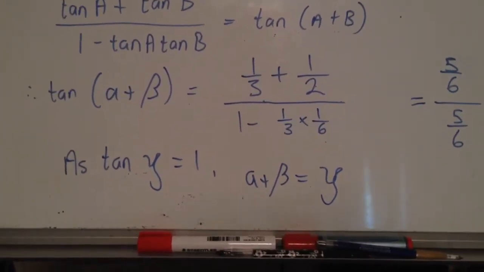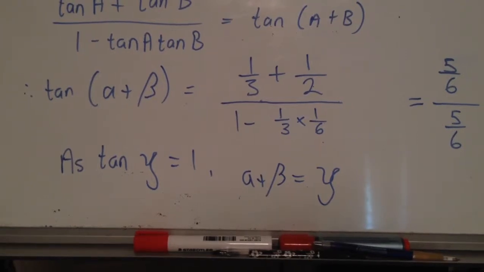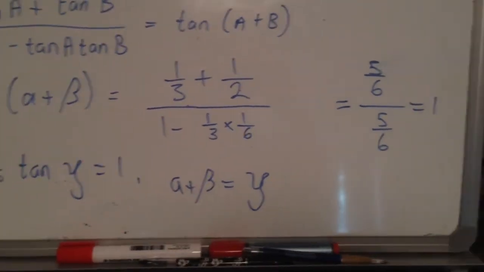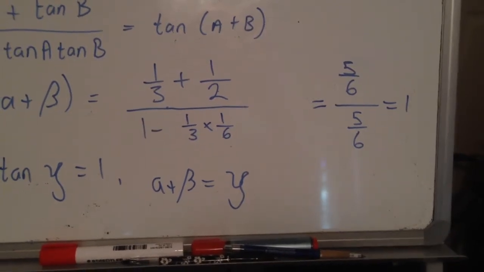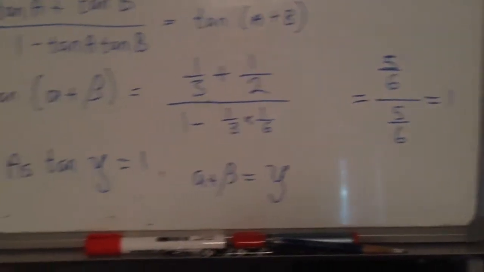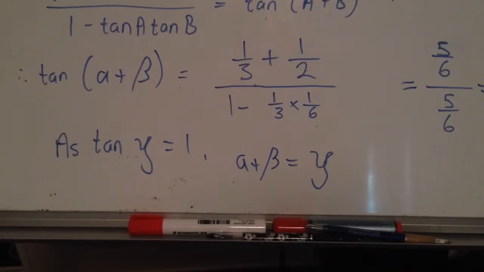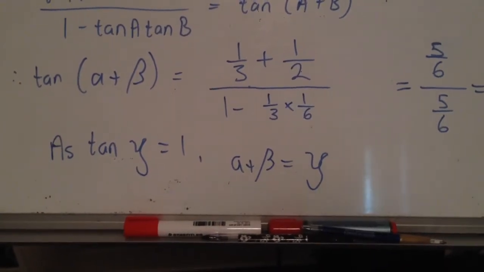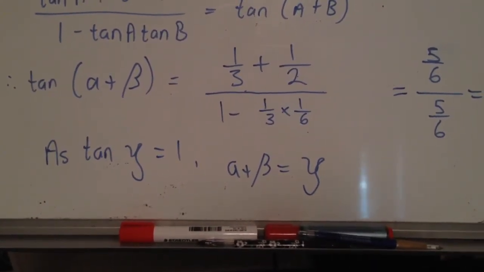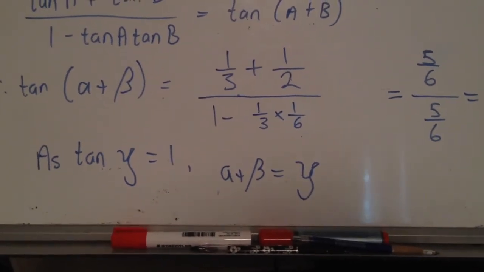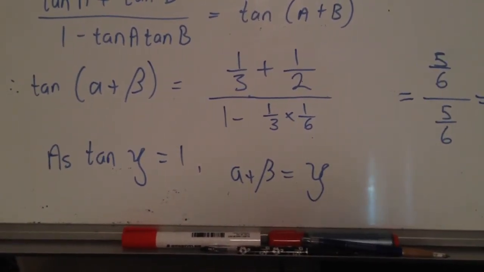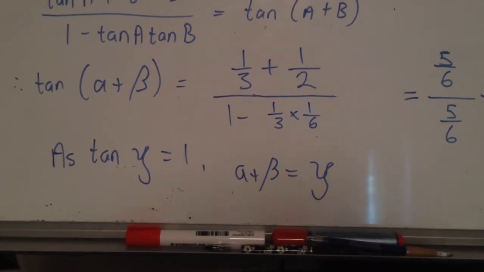We then substitute in the values into the form we found, and we see that we get 5/6 on 5/6, and we can simplify this to 1. As a result, we know that tan Y equals 1, and therefore we can say that A plus B equals Y. Again, we know that tan Y equals 1 because of the angles that we looked at before when we established what tan alpha, tan beta, and tan Y were.